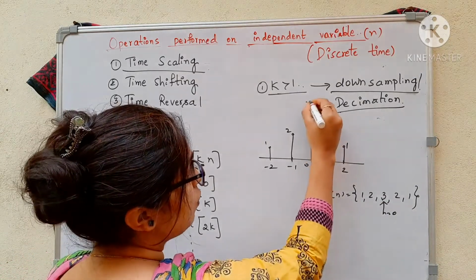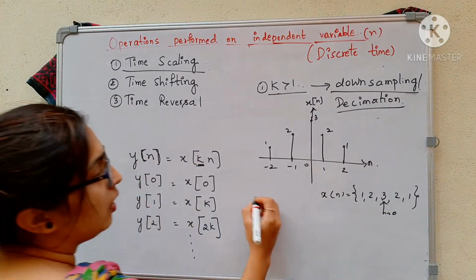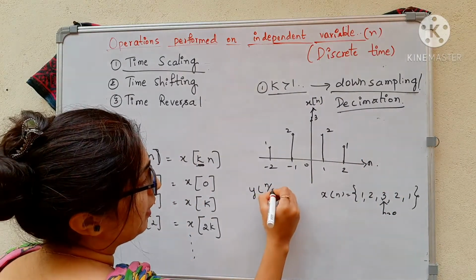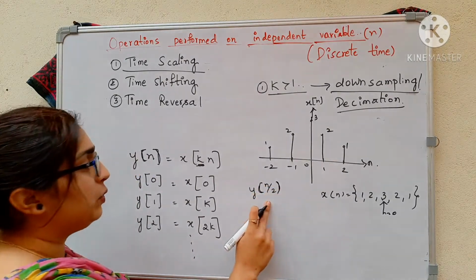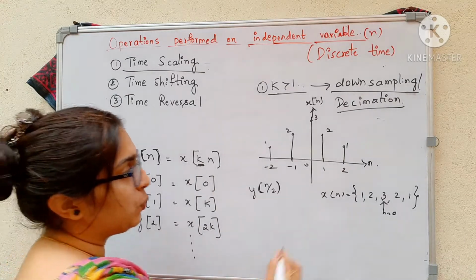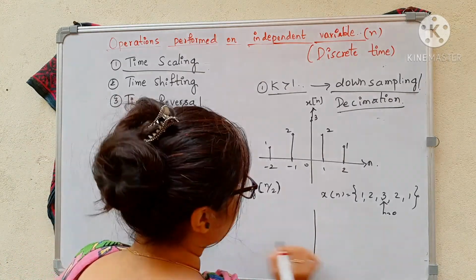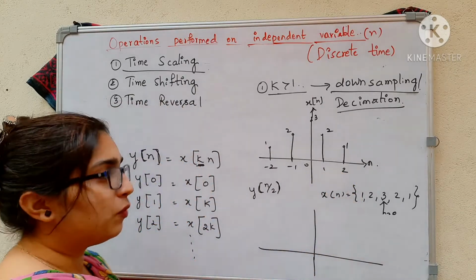This is our x of n. Now I have to find y of n, that is x of n divided by 2. That means now k is less than 1, that is 1 by 2. Now the scaling factor is 1 by 2. That means I have to divide it by 2. Why, I will tell you.